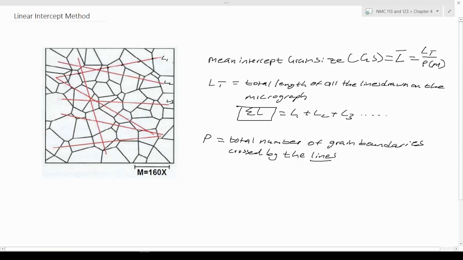And then you're also going to count how many grain boundaries L2 crosses. So P1 would be the grain boundaries crossed by L1, for example, and then you do the same for each line, and then you add them together, and you'll get the total number of grain boundaries crossed by the lines. Hopefully that makes sense. And then M, as you know, is the magnification.